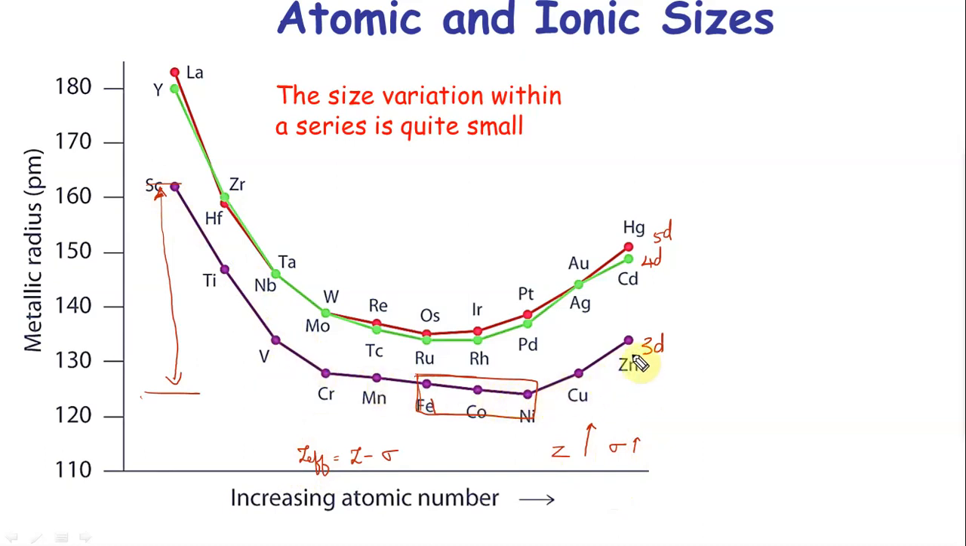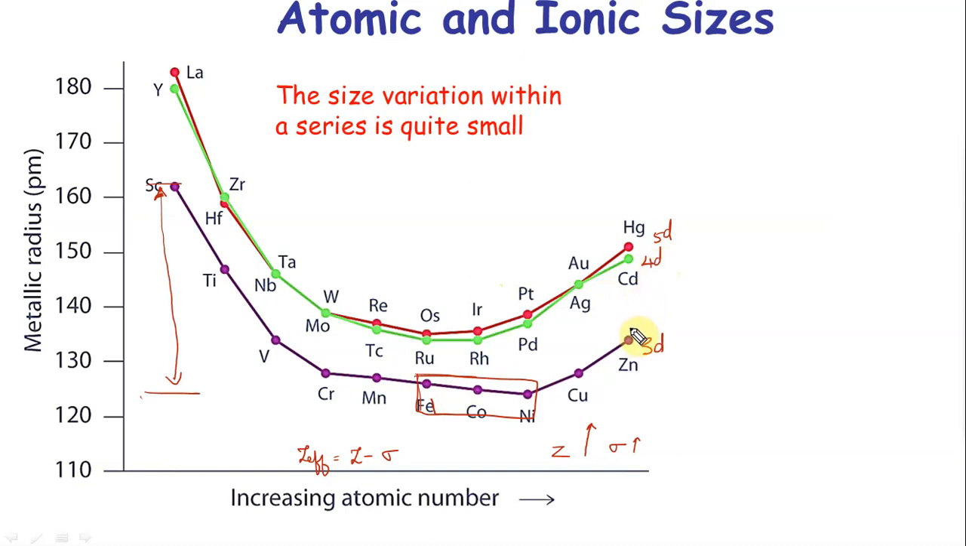When you go here, the shielding picks up a little. This is because of poor shielding by d orbital electrons. If there is poor shielding, the nuclear core can attract the outermost 4s electron very well, and they pull it in. They pull it in so much that the size decreases, but not a lot. It's still quite small compared to the normal S block and P block. That's one point.